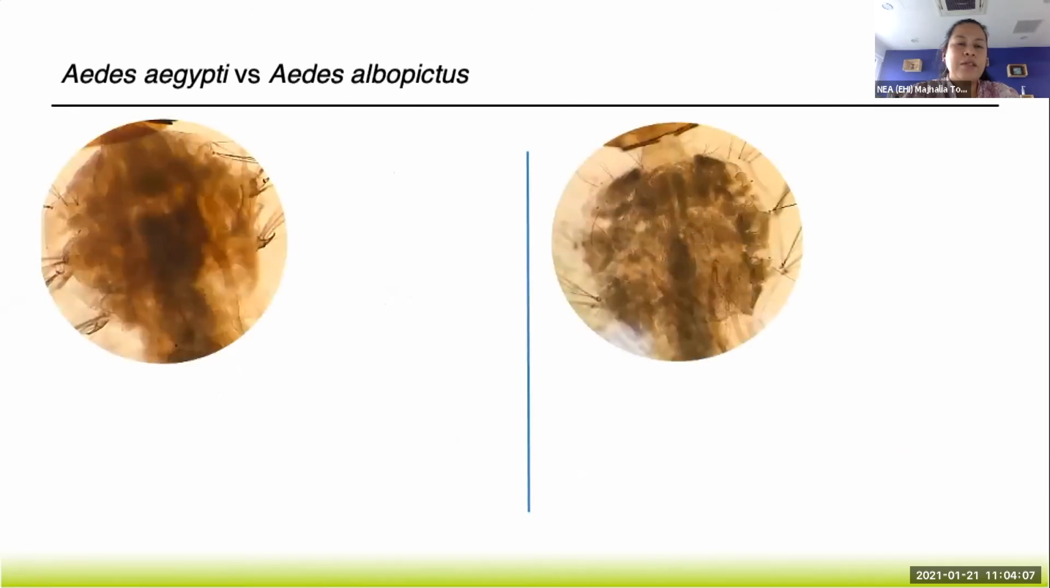So this is very common, to look at the thorax first when you have larvae, if you want to differentiate between Aedes aegypti and Aedes albopictus. On the thorax, because it's already viewed from the dorsal side, you look at the presence of these thoracic spines. If it is present, it's Aedes aegypti. If it's absent, then it's Aedes albopictus.